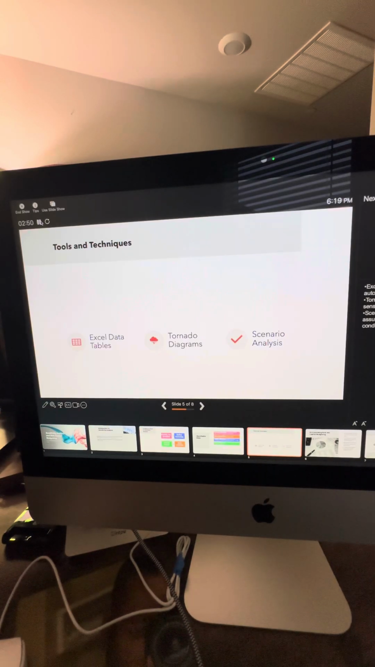And last, we have scenario analysis. This technique compares different sets of assumptions and their outcomes. These tools help in effectively conducting and visualizing sensitivity analysis.